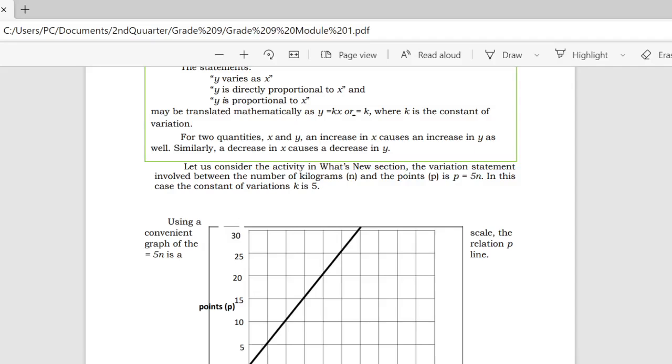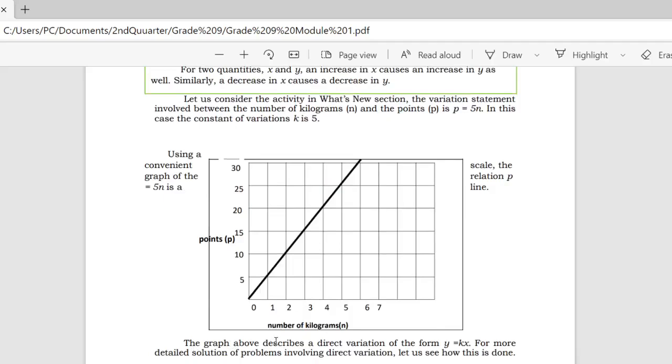If your n is 1, your p is 5. If your n is 2, your p is 10 points. If your number of kilograms is 3, therefore your points is 15 points, and so on. Then if you connect it, this is now the graph of that table of values.